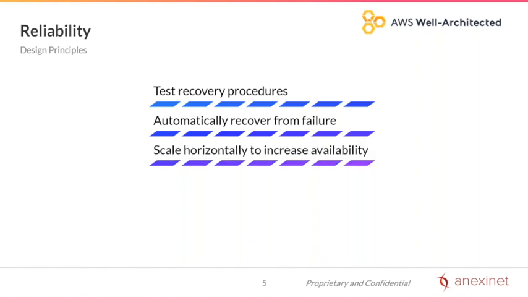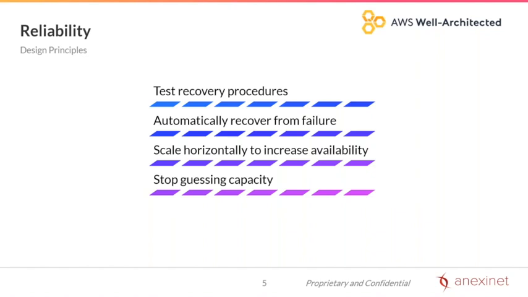Another core tenet, and this may sound a little strange at first, is the idea of scaling your components horizontally in order to increase availability. We'll dive more into that and pick that apart, and what I mean by scaling horizontally.